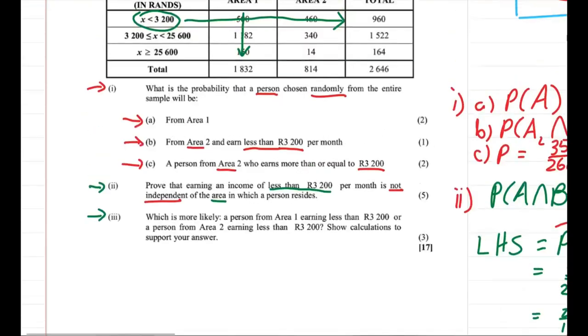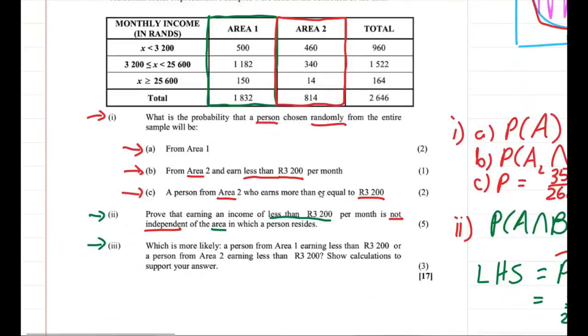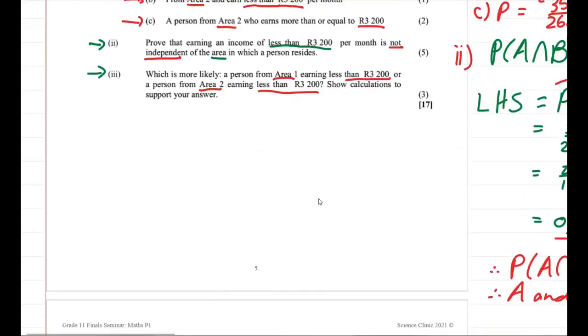So now we're basically saying that we've got all the area 1 people in front of us, right? And we have all the area 2 people in front of us. Now they want to know, what is more likely? A person from area 1 earning less than 3,200 or a person from area 2 earning less than 3,200? So we're going to work that out.